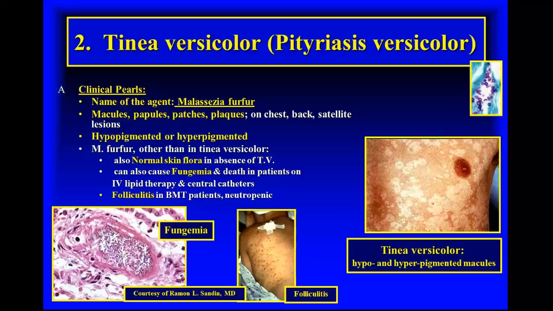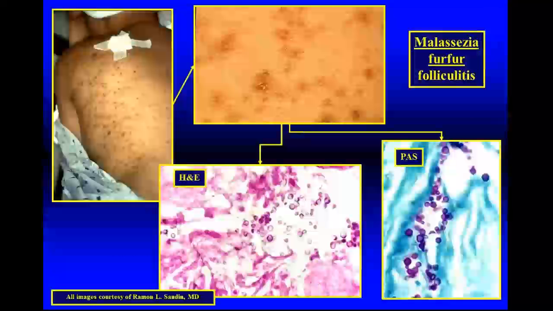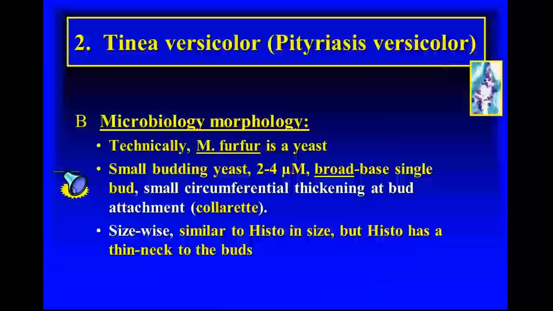This is the lady with folliculitis at Moffitt. And I may have more to show you, because you don't see that hardly ever. Malassezia is a yeast technically, and it is a very tiny one. 4 microns, remember, with a bud attached to the mother yeast. And it produces a thickening at the base attachment called a collarette. So this is similar in size to Histoplasma, but Histoplasma has a narrow neck between mother and daughter yeast.